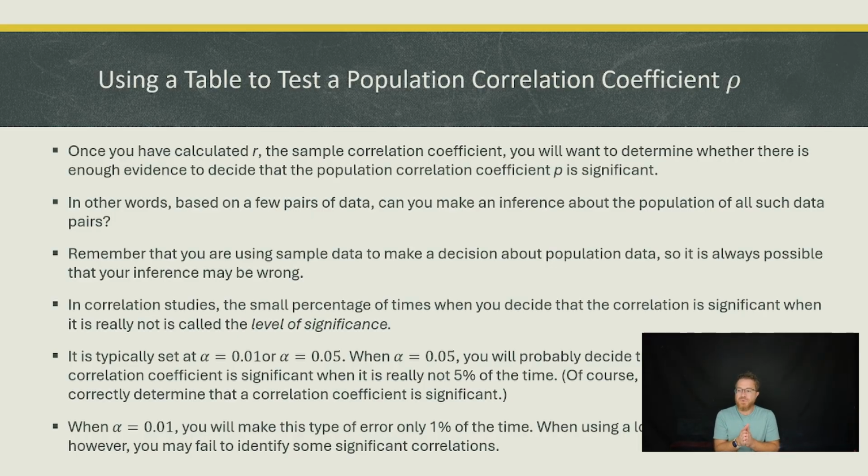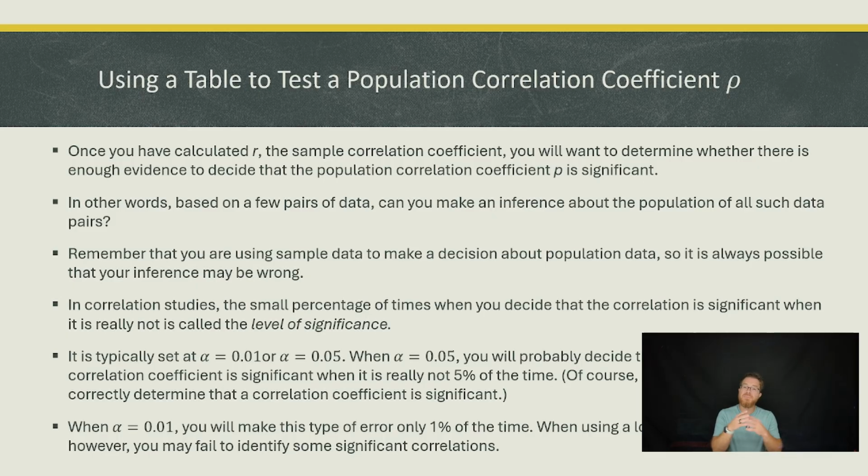So it's always possible that your inference may be wrong, even if it's statistically significant. Even if the evidence points towards it being able to be used for the population, it doesn't mean that it's always going to be correct. In correlation studies, the small percentage of time when you decide that the correlation is significant, when really it's not, is called your level of significance. This is typically set at alpha equals 0.01 or alpha equals 0.05.